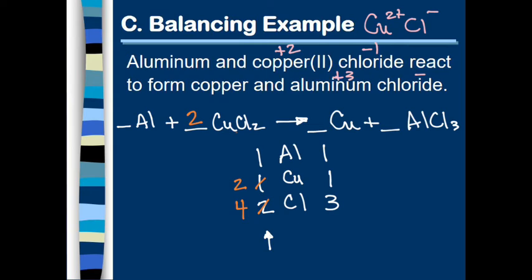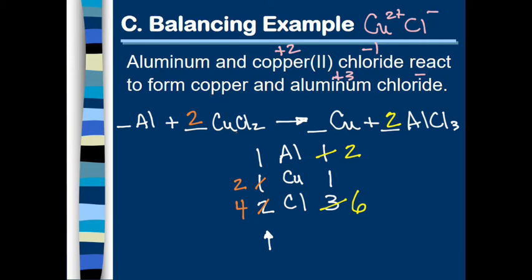Try to get chlorine bumped up to 4, but any number you put in front of AlCl3 is not going to give you 4 chlorines. But I will start with the lowest value. And the lowest value that we have now is still a 2. So that changes aluminum to 2, and it changes chlorine to 6. So again, everything's out of balance.